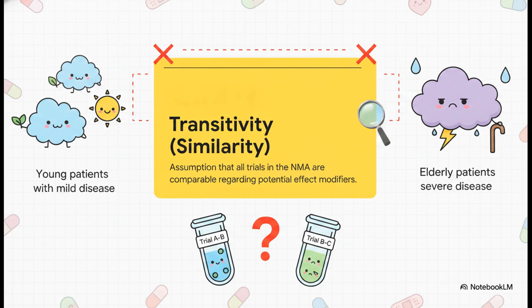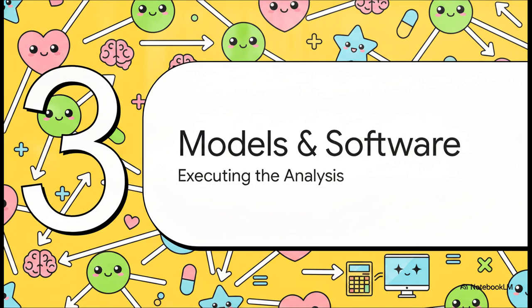Algorithms can't save you here. It relies entirely on your rigorous, qualitative review of the clinical and methodological traits of the studies. If trial A versus B only enrolled healthy 20-year-olds, and trial B versus C only enrolled 80-year-olds with severe comorbidities, your effect modifiers are not evenly distributed. That is intransitivity. If you go ahead and run a quantitative synthesis anyway, your results aren't just flawed, they are completely inappropriate.